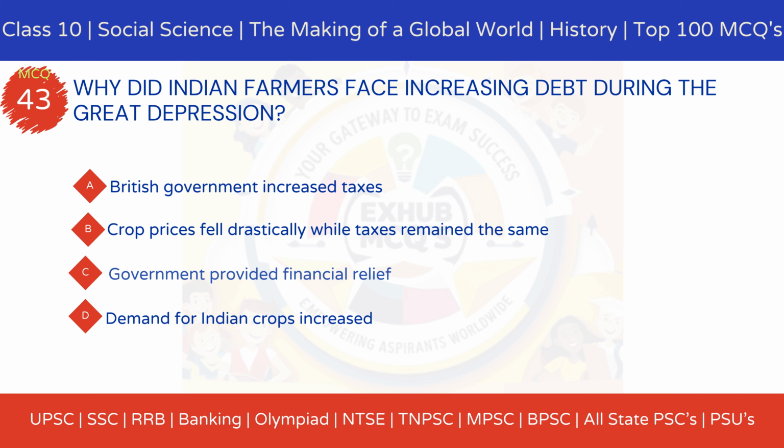Option A: British government increased taxes. Option B: crop prices fell drastically while taxes remained the same. Option C: government provided financial relief. Option D: demand for Indian crops increased.